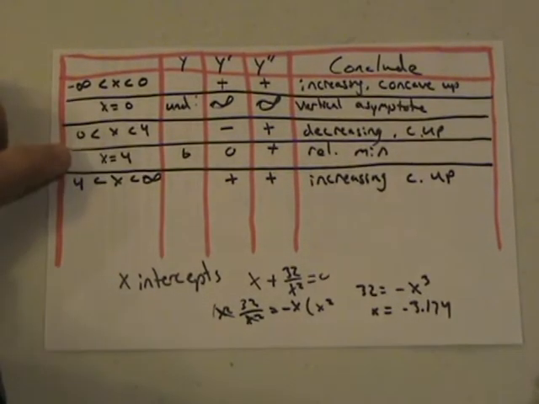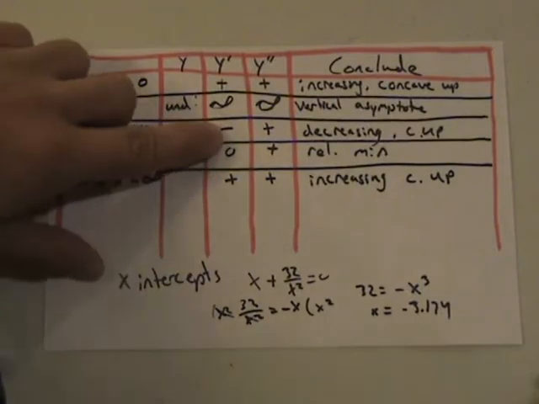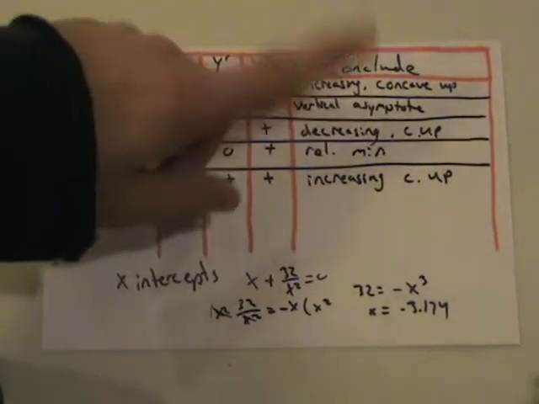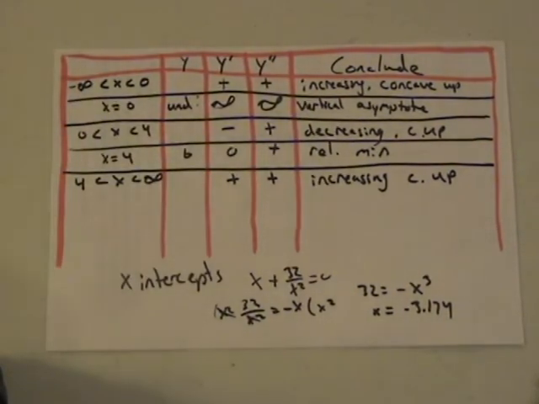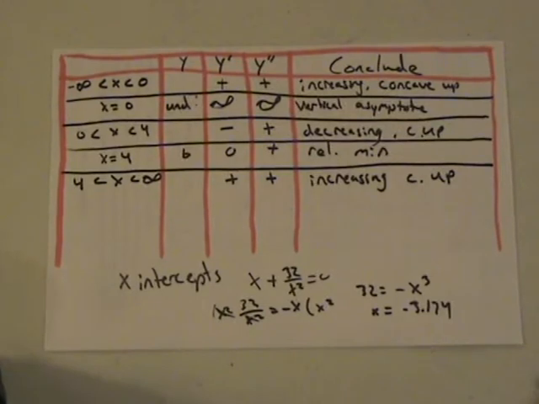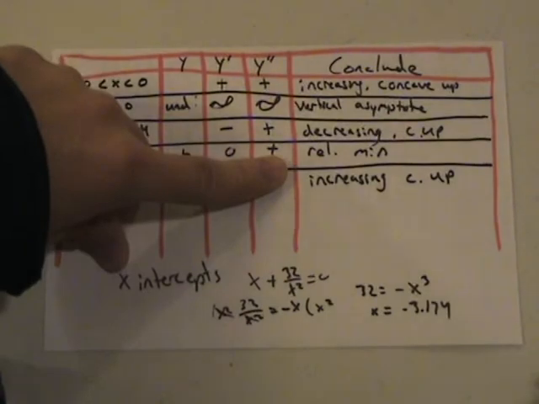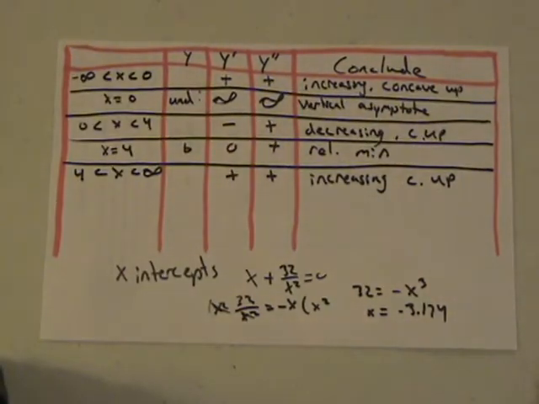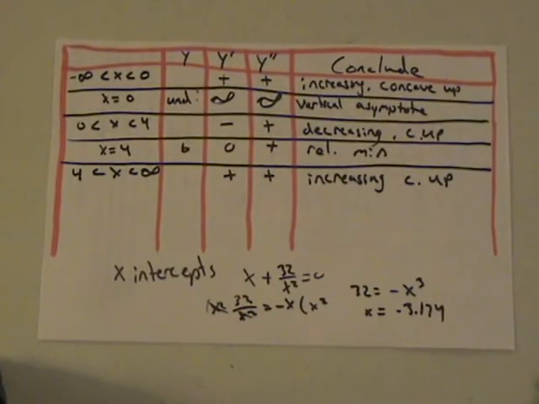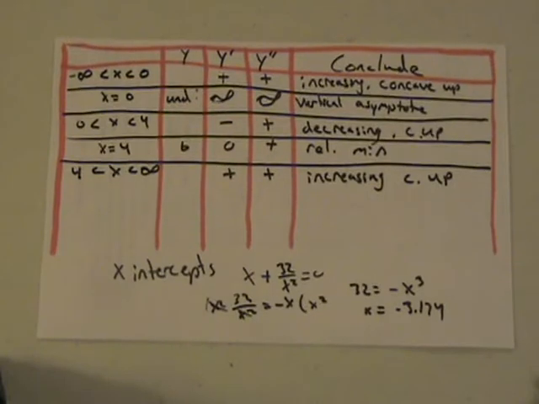And then from 0 to 4, we see that the first derivative is negative and the second derivative is positive. What does it tell us? It tells us it's decreasing now because its first derivative is negative, but it's concave up still. At x equals 4, the first function is 6. It was a 0, and it's a relative minimum because the second derivative is positive. And then from 4 on to infinity, we see that both the derivatives are positive, which shows us that it's increasing and still concave up.